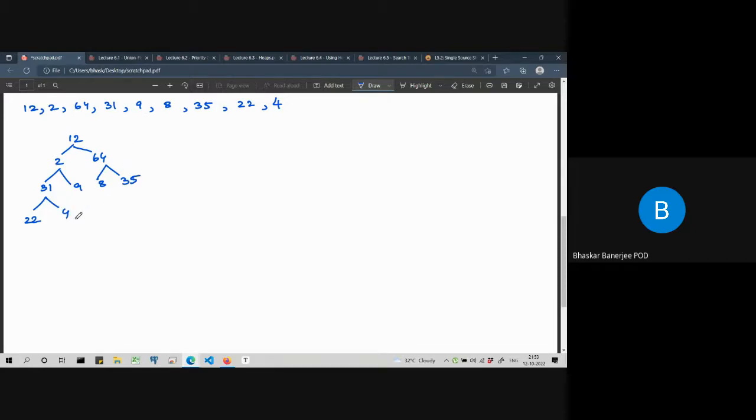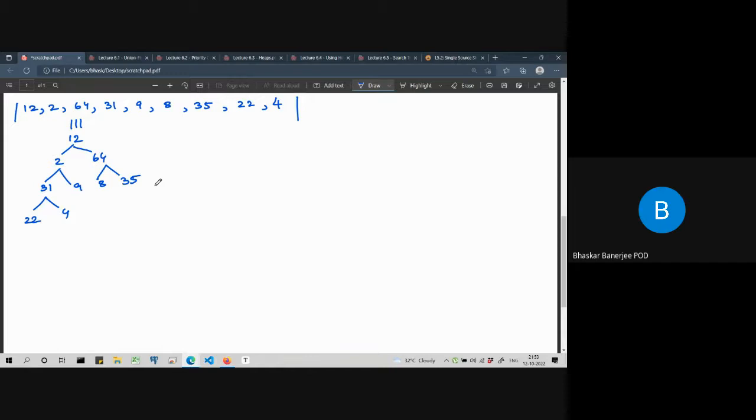So this is the array. We know the equivalence between array and the left and right child, right? 2 into I plus 1, 2 into I plus 2, that whole thing. So obviously if I represent this in the form of a tree structure, this and these are equivalent. So this is my tree structure.